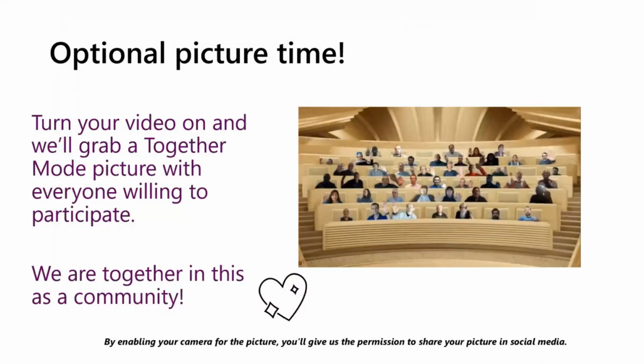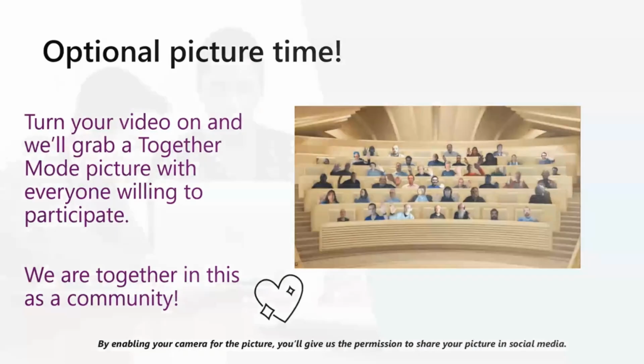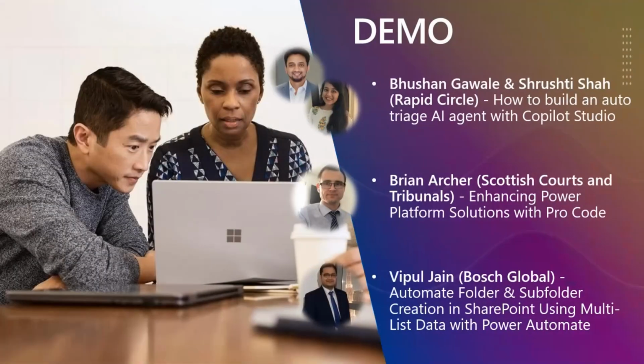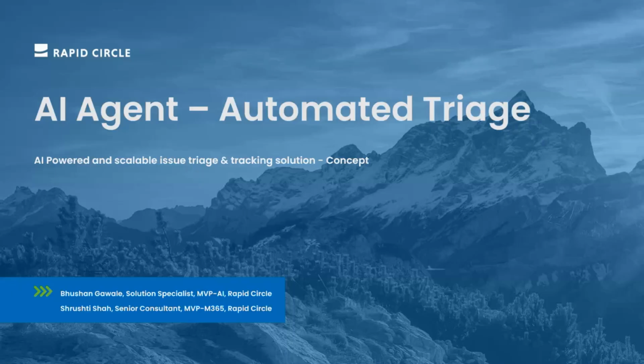All right, well, let's get the show back on the road, and we are going to begin with our first of 3 amazing presentations. Bhushan and Shrushti are here. They're going to talk about how to build an auto triage AI agent with Copilot Studio. My friends, feel free to take over the screen. The floor is yours. Amazing. Thank you, David. Let me know if my screen is visible now. Yep, got it. Take it away.